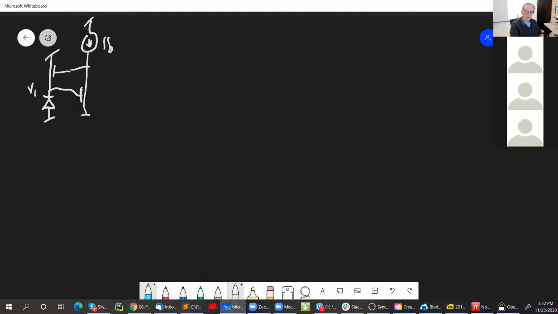So we have a V1 node for this exercise, a V2 node. We're going to have a C1 here, which is the parasitic capacitance on the input. And on the output, we'll put a C2.